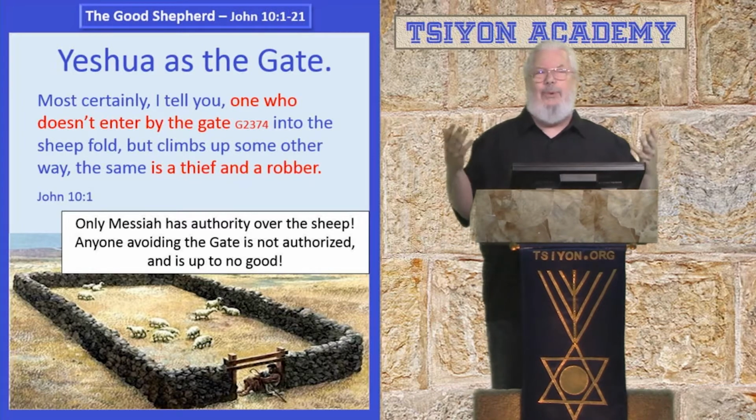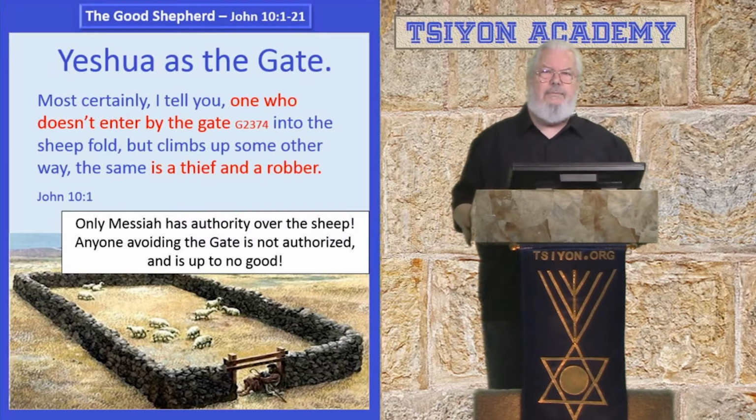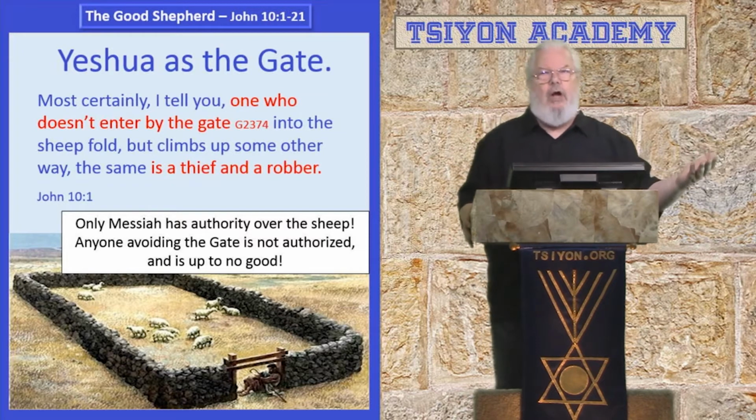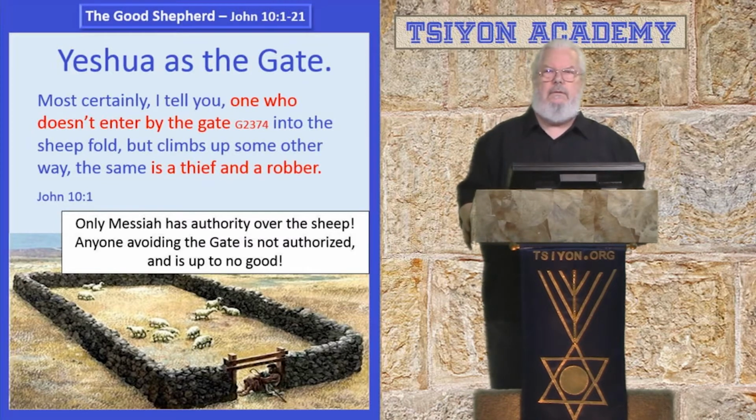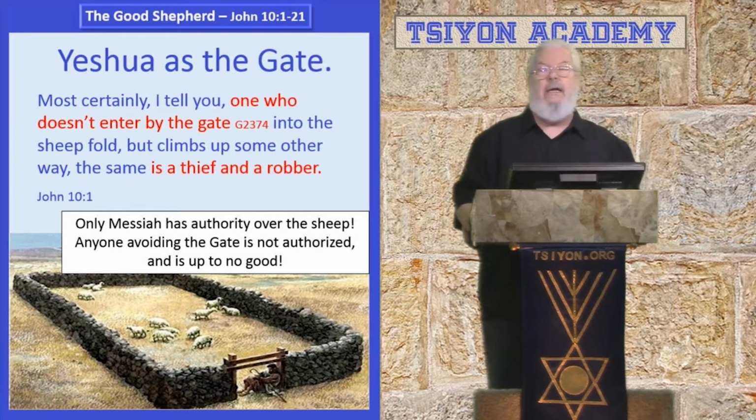Just as an example, and this is horrible, but what about all of these claims of abuse of children by the clergy? Are these thieves and robbers, or are they going in through the gate of Messiah? If you just pay attention to what's happening, you can tell who the thieves and robbers are and who the true shepherds are. It's very clear.